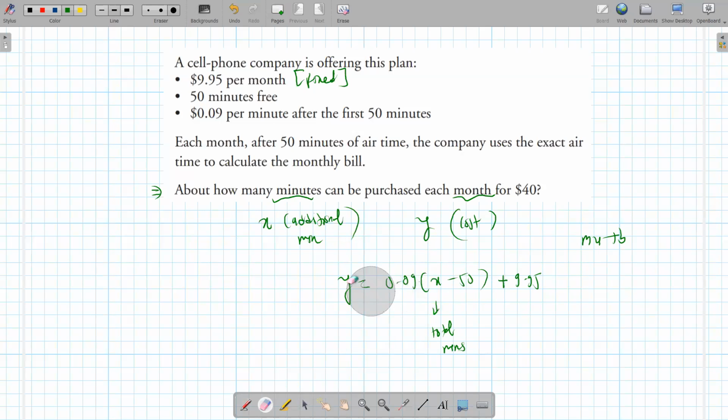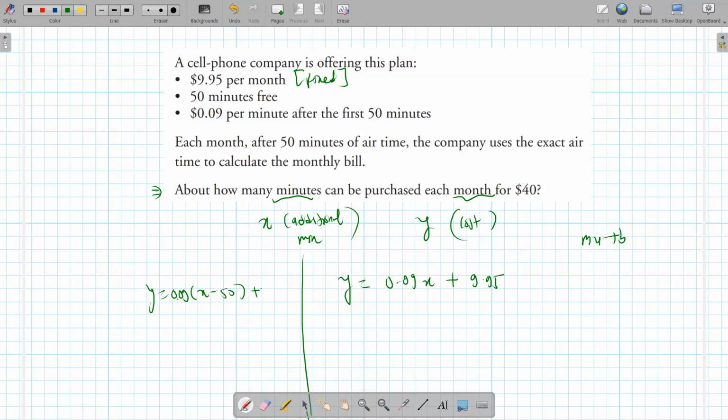If you want to do additional minutes, like a little bit less math, you just put an x here. Oh, okay. And this is easier to work with, yeah? But then you're not subtracting a 50. And then we'll add 50 at the end, whatever we get as x, and that'll be the total minutes. Okay, let's do it both ways actually, just in case. We should get the same answer.